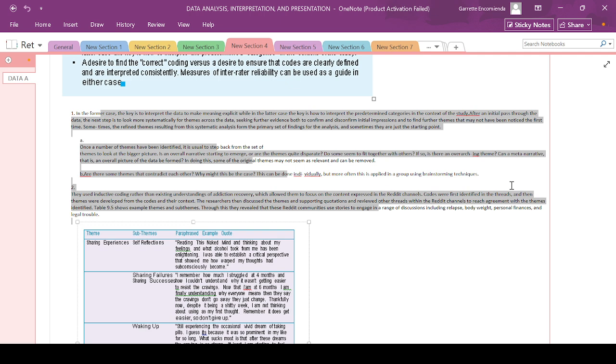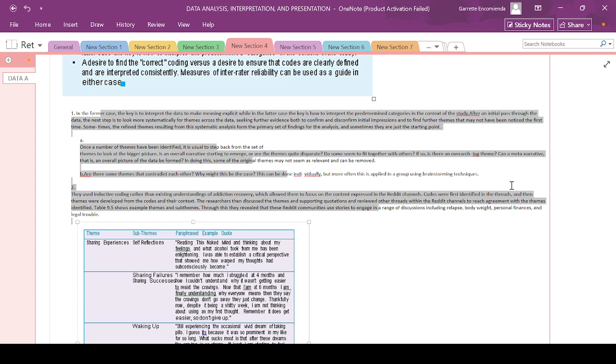Once a number of themes have been identified, it is usual to step back from the set of themes to look at the bigger picture. Is an overall narrative starting to emerge, or are the themes quite disparate? Do some seem to fit together with others? If so, is there an overarching theme? Can a meta narrative, that is an overall picture of the data, be formed? In doing this, some of the original themes may not seem as relevant and can be removed.